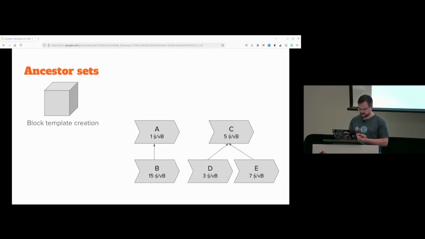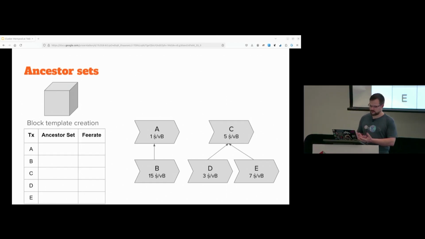So if we look at this very simple example with 5 transactions, we can think about what the dependencies for each transaction are. For example, transaction A doesn't have any ancestors and its ancestor fee rate is 1 sat per vbyte. If there were no other transaction connected to it, it would be picked into a block at 1 sat per vbyte.